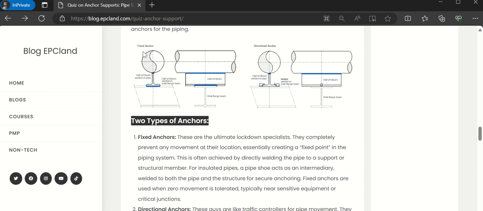As the name indicates, if you see, this is welded at this point, and it is welded at this point also. The beam where it is resting, there also it is welded. That means we have restricted this movement. Once it is welded, it is part of this beam, right? So there will be zero movement.